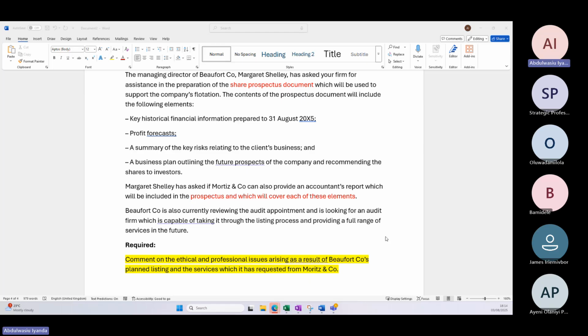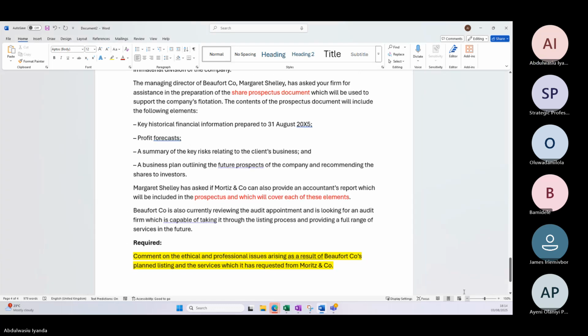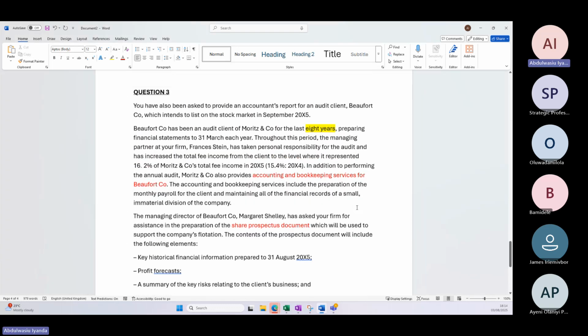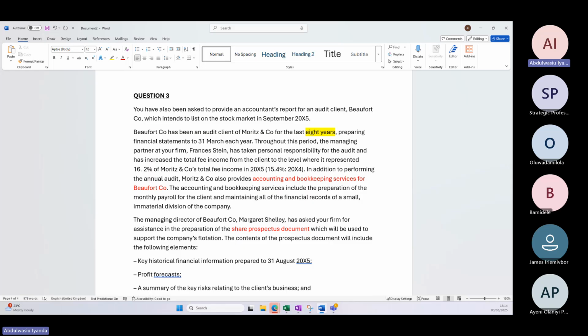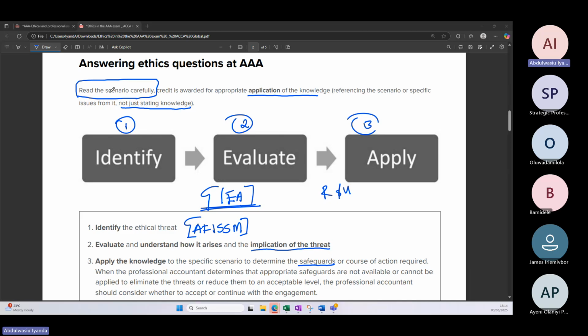So now, let me zoom it out a little bit. I want you guys to please identify some of the threats that you feel are applicable in this situation. Don't forget, read the scenario carefully. I want you to have this at the back of your mind. Read it carefully.